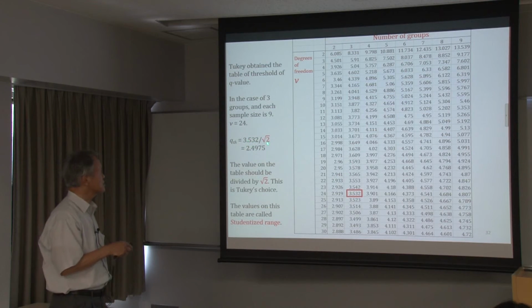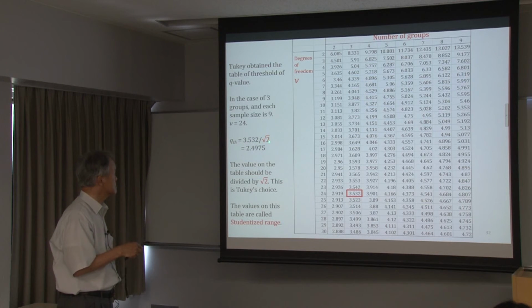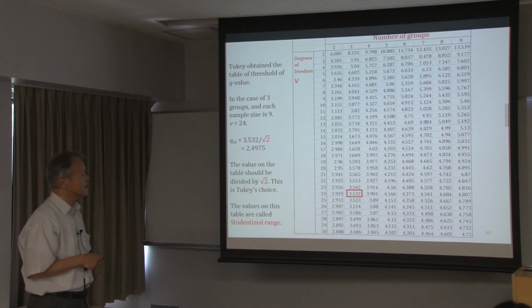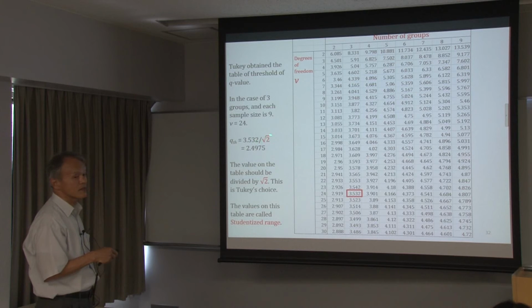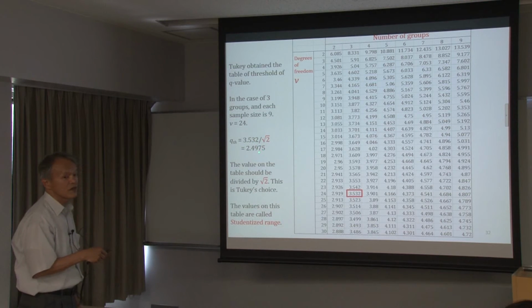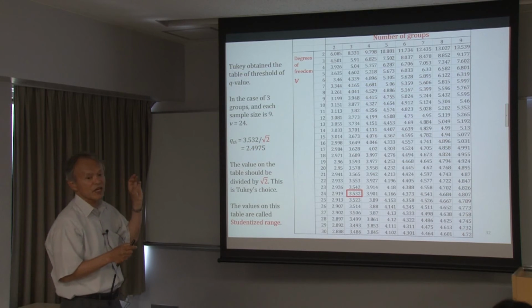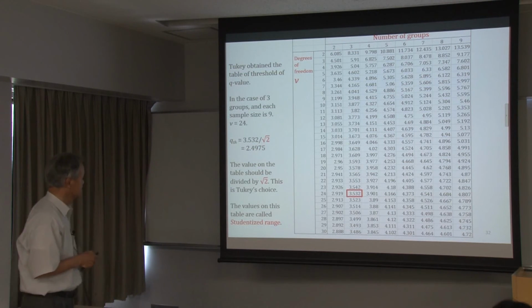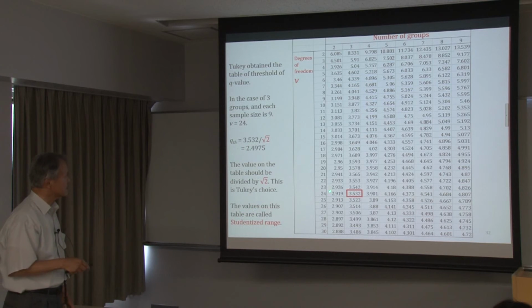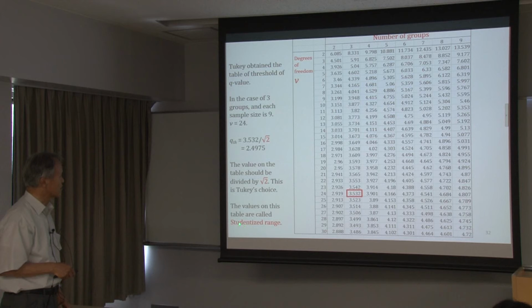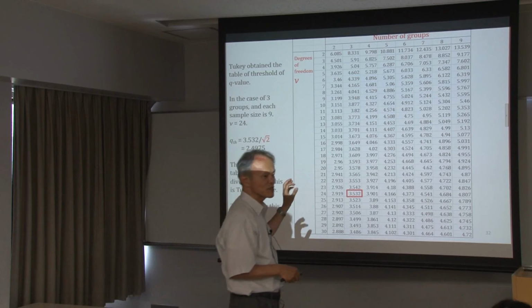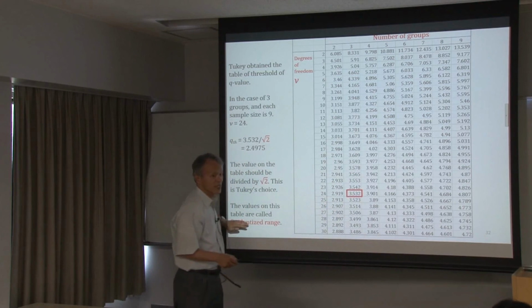And this value should be divided by this one, root 2. This is just Tukey's choice. From this table, you obtain this value, 3.532, but it should be divided by root 2. So this is the threshold. This is a little bit larger than the statistical correction. And the values on this table are called studentized range. Very strange name, but Tukey named this table studentized range.